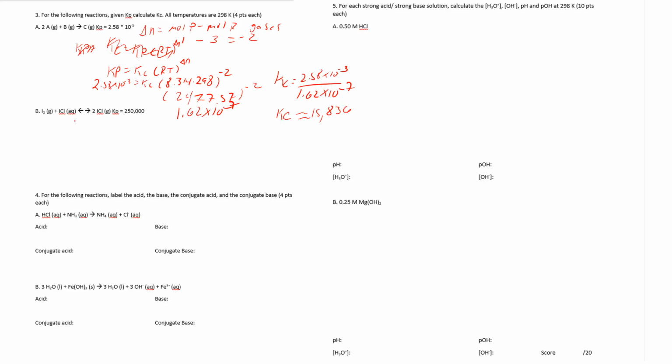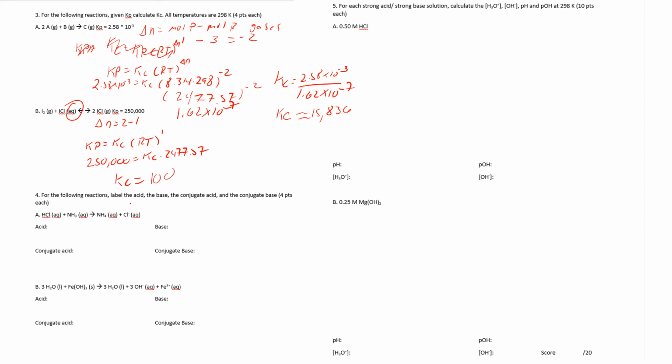Right, B confused a lot of people because again, you gotta look at those state symbols, right? So delta N is 2 minus 1. So Kp equals Kc RT raised to the power of 1. So it's 25,000 equals Kc multiplied by 2477.57. Therefore Kc equals, again, let me calculate that, 50000 divided by 2477.57. So Kc is 100.